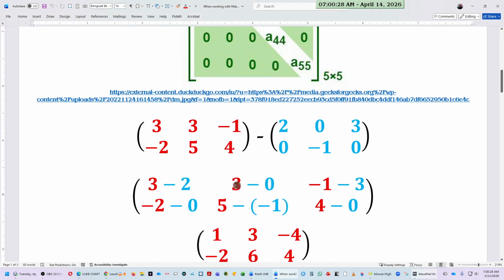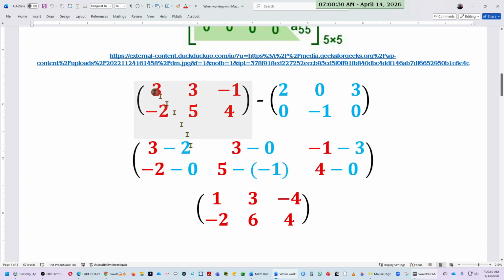So when we look at this, the 3 will take away the 2. The positions must match. So this is row 1, column 1. We'll subtract row 1, column 1. Row 1, column 2 subtracts row 1, column 2. Row 1, column 3 subtracts row 1, column 3. So the positions must match. And since there are 6 positions, you should have 6 respective answers.